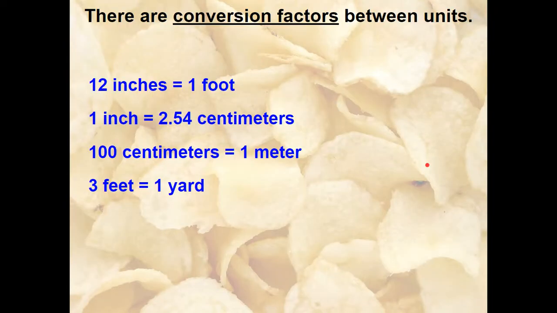Here we go. So remember that there are conversion factors between units. So something that tells you how many of one thing is equal to another thing. So 12 inches is equal to 1 foot. 1 inch is equal to 2.54 centimeters. 100 centimeters is equal to 1 meter. And 3 feet is equal to 1 yard. Okay, those are just definitions. Those are things that are true by definition.